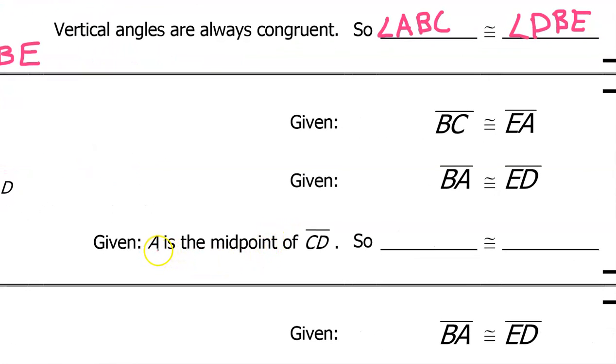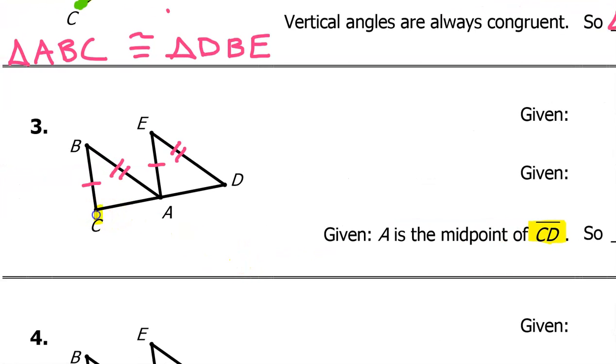Furthermore, we are given that A is the midpoint of CD. And that's going to cause something to be congruent to something. Let's see. A is the midpoint of CD. I want you to focus on CD first. So here is CD. If A is the midpoint, meaning this is the midpoint right here, that means that CA is congruent to AD. So that's what we're going to put in the blanks. CA is congruent to AD.